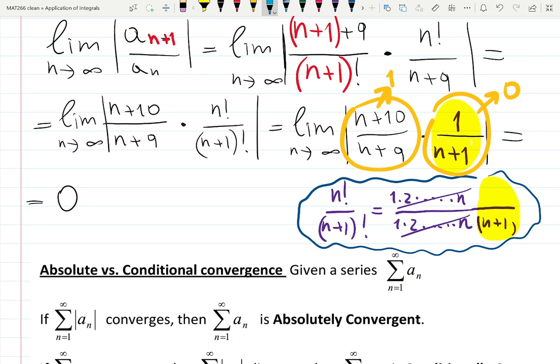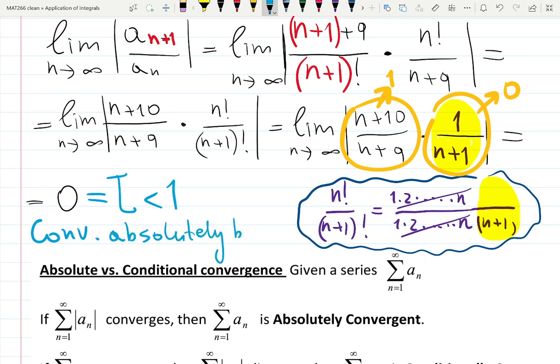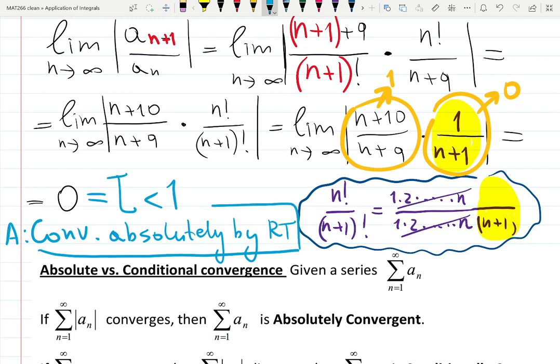What we care about is whether it's less than 1 or greater than 1. That's actually more important. It's less than 1. So let me write down: this is L, and this limit is less than 1. Converges absolutely by the ratio test. That's the answer. Converges absolutely by the ratio test. And I will tell you right now what it means to converge absolutely.